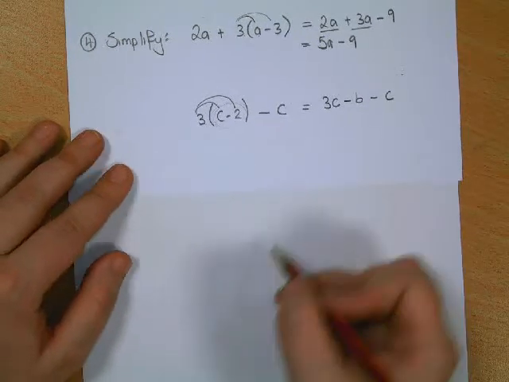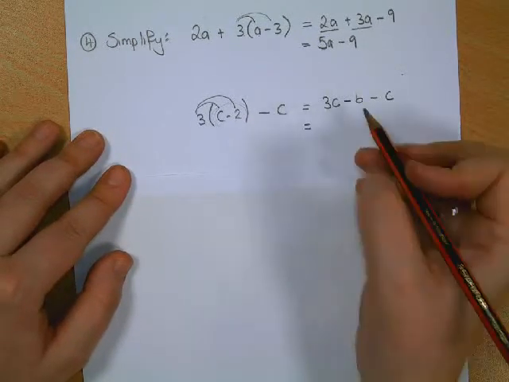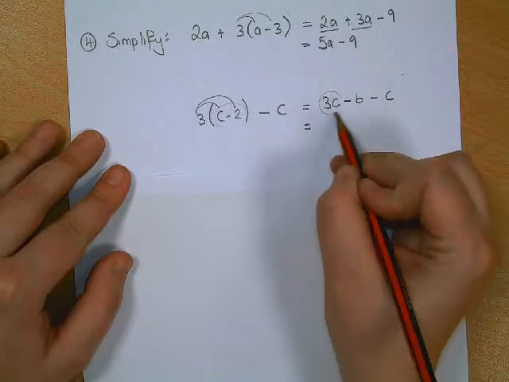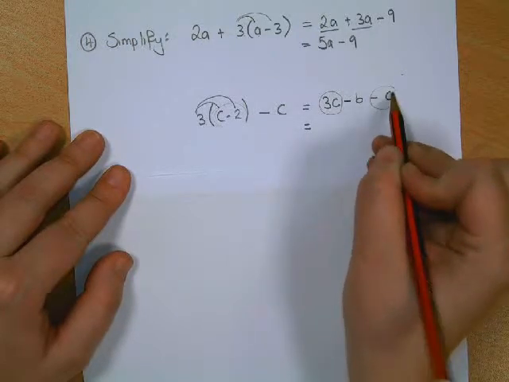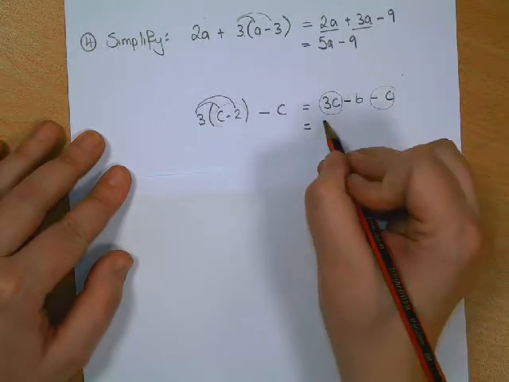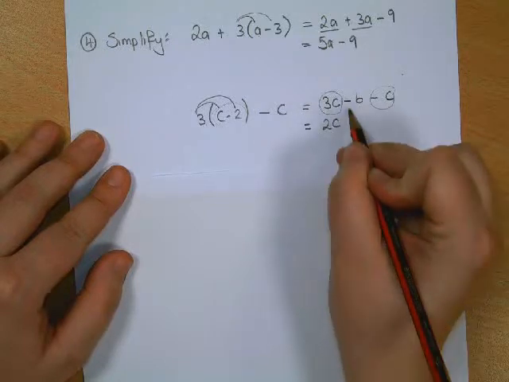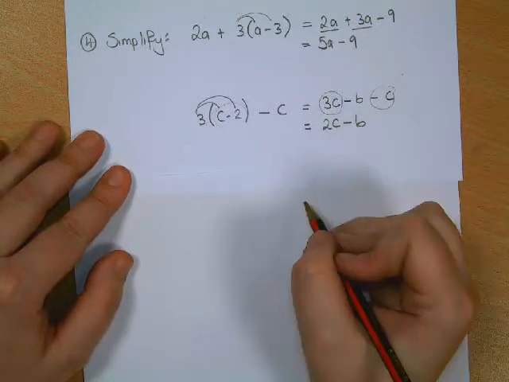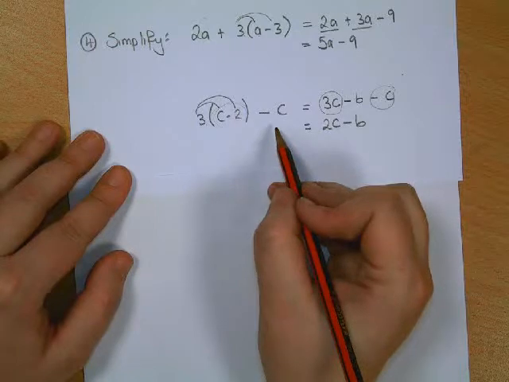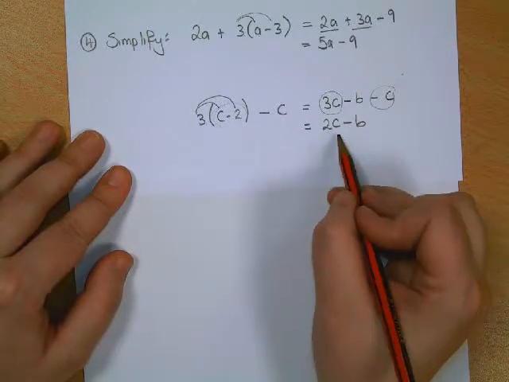And then in the next line, we'll have to take account of that, because now here we've got 3c, and we've got another minus c, so 3 minus 1 gives us 2. So we've got 2c, and we've also got a take away 6. So that's that expression fully simplified then, 2c take away 6.